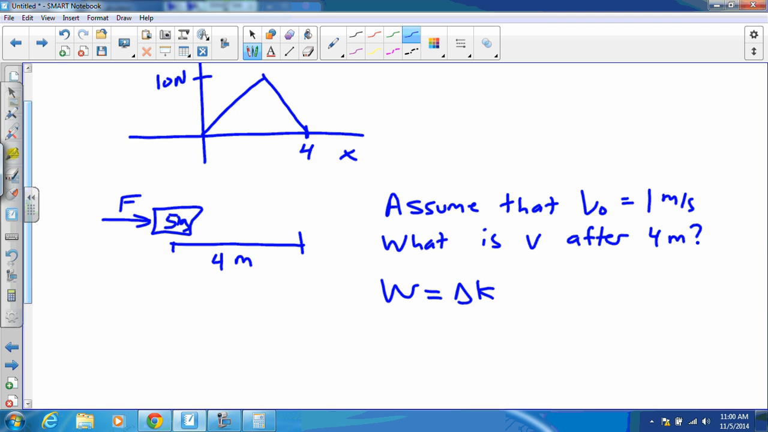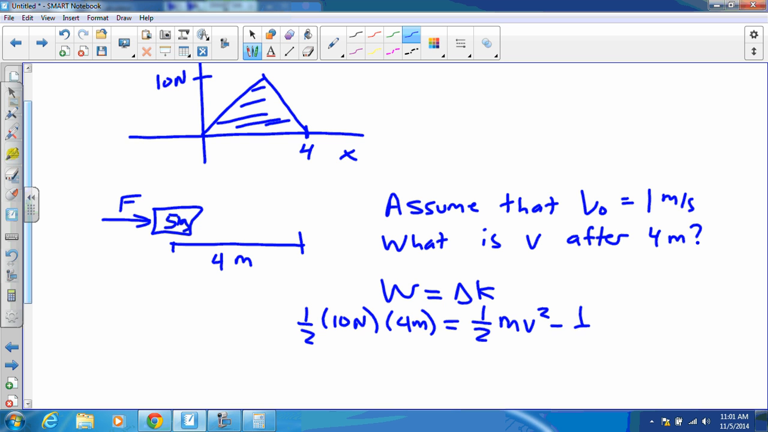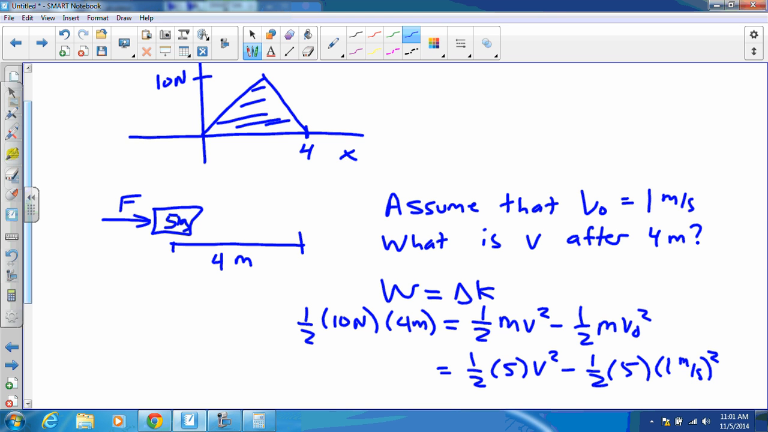Okay, so again, we're going to appeal to work energy. We're going to start with work equals delta K. On the left-hand side, we're going to compute the work as an area. The amount of area under the curve is equal to the work done, and that area is derived from the shape of the force graph, which is a triangle. On this side, we're going to write change in kinetic energy as 1/2 m v squared minus 1/2 m v initial squared. It's a 5 kilogram object, and it has an initial speed of 1 meter per second.